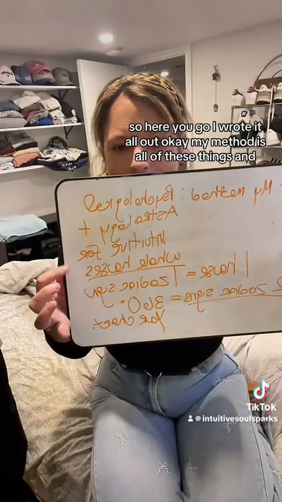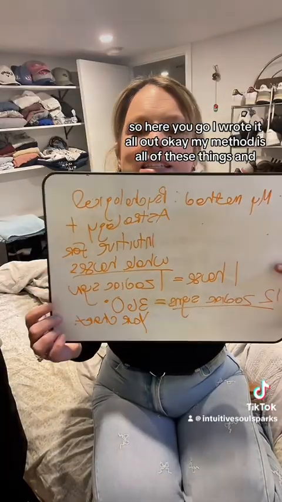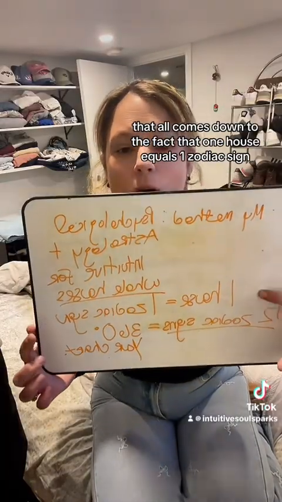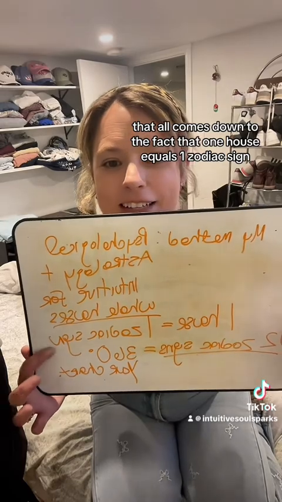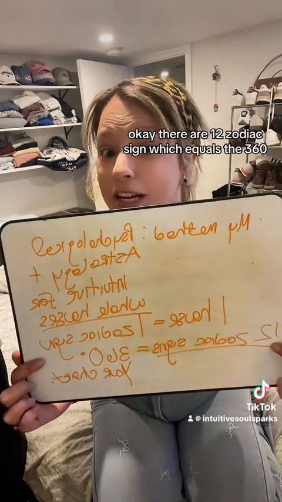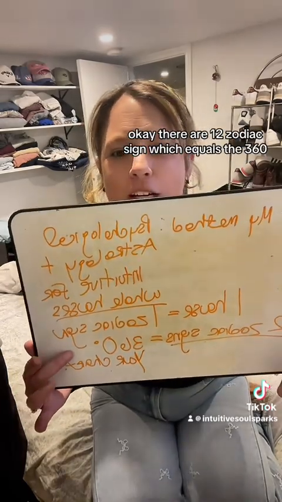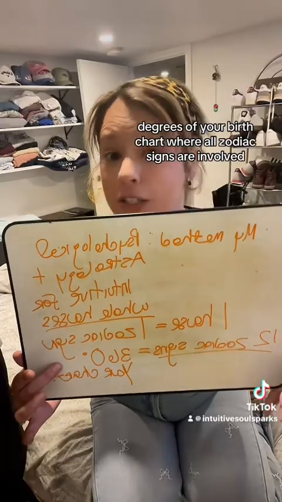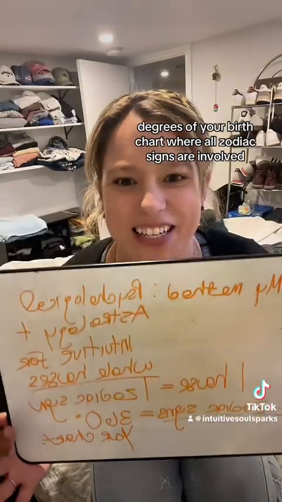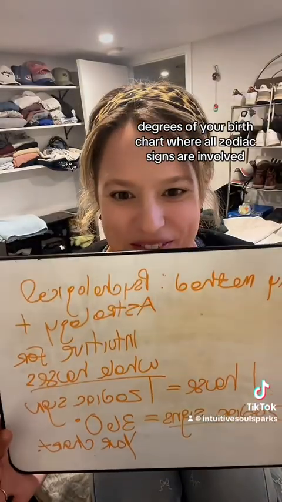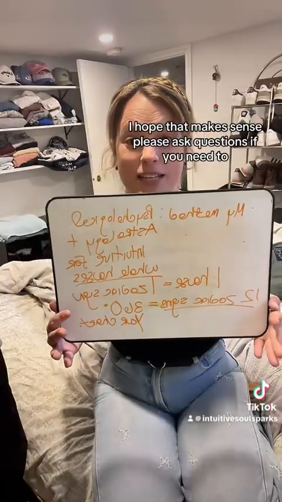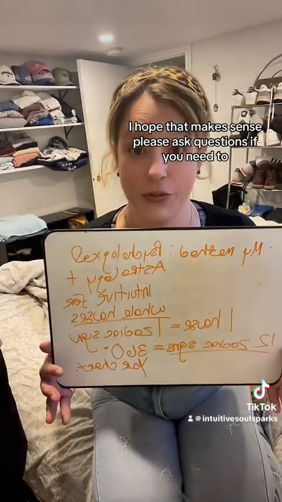My method is all of these things, and that all comes down to the fact that one house equals one zodiac sign. Okay, there are 12 zodiac signs, which equals the 360 degrees of your birth chart where all zodiac signs are involved. I hope that makes sense. Please ask questions if you need to.